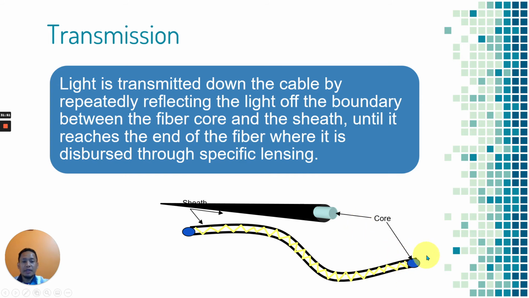So fiber optics can transmit in a zigzag direction from end to end. The signal is transmitted in a zigzag, as shown in yellow, from both ends. For example, this one is the start, this one is the end. Light is transmitted down the cable by repeatedly reflecting off the boundary between the fiber core and the sheath, until it reaches the end of the fiber where it is dispersed through specific lensing.